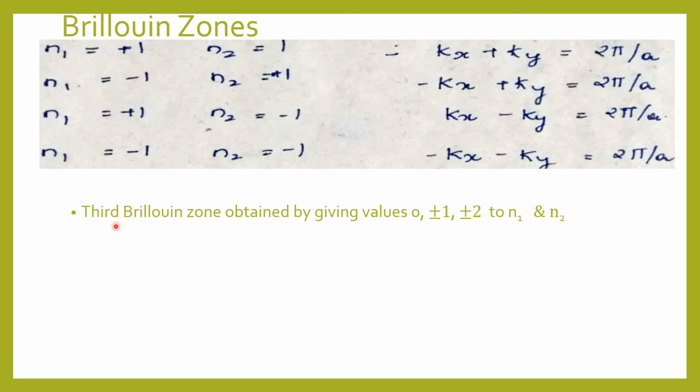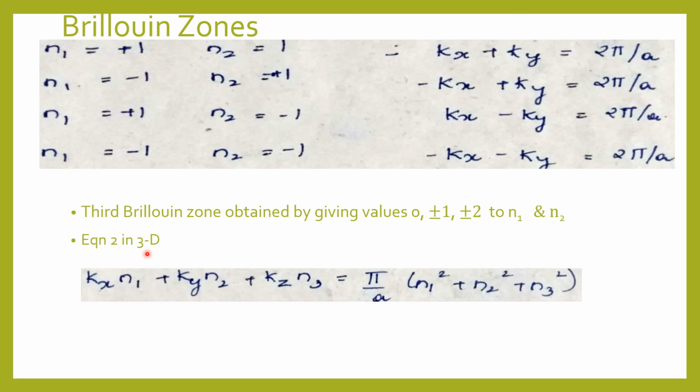The third Brillouin zone is obtained by giving values 0, plus or minus 1, plus or minus 2 to n1 and n2. Equation 2 in three dimensions will become kx n1 plus ky n2 plus kz n3 is equal to pi by a into n1 square plus n2 square plus n3 square.